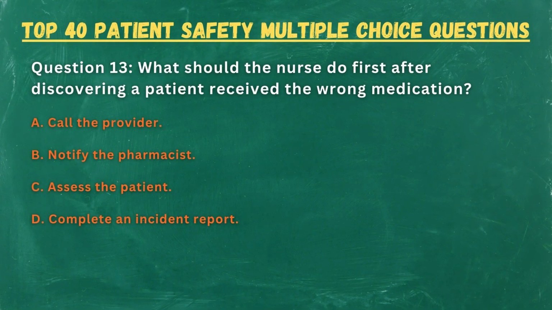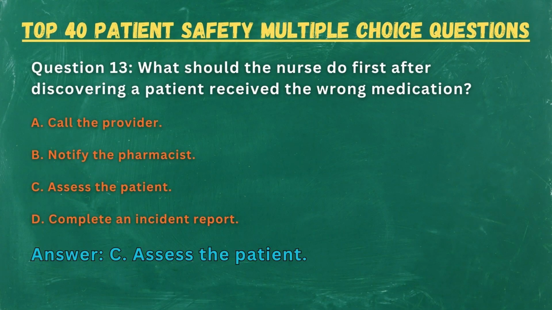Question 13. What should the nurse do first after discovering a patient received the wrong medication? A. Call the provider. B. Notify the pharmacist. C. Assess the patient. D. Complete an incident report.